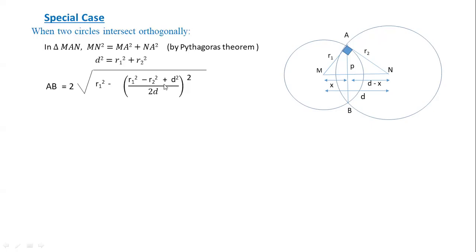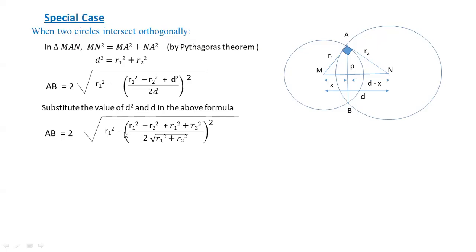Now in the same formula, in place of D square, I am going to substitute this value. So when you substitute the value of D square and D in the above formula, because in the denominator we have D and in the numerator we have D square, put the values here. R1 square minus R1 square minus R2 square, and D square is what? R1 square plus R2 square, and D will be the root of this. So 2 into root of R1 square plus R2 square, and whole square. This square is this square.